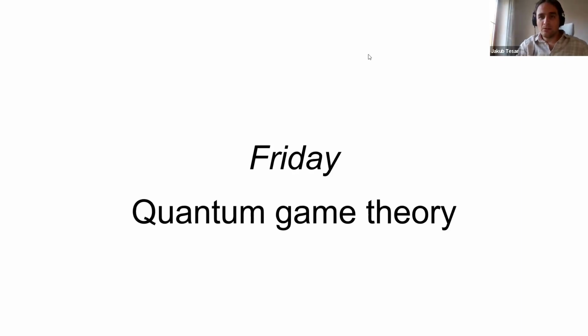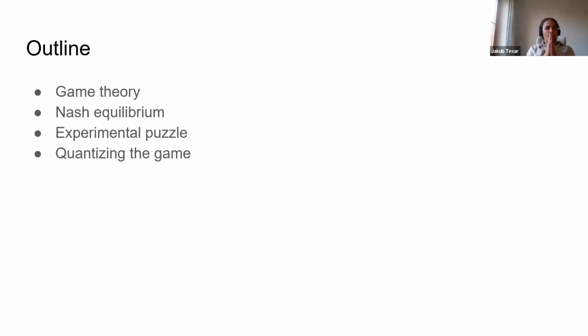So first of all, some outline. I would like to start with introducing game theory. I don't know whether everyone is familiar with it, and its crucial so-called solution principle, which is Nash equilibrium. I'm positive that everyone heard about it, but I would like to remind us what it means and what it means in the context of quantizing the games. Then I will introduce one experimental puzzle that seems to be against the predictions of the classical understanding of game theory. And then I will conclude with the ideas of how we can quantize the game.